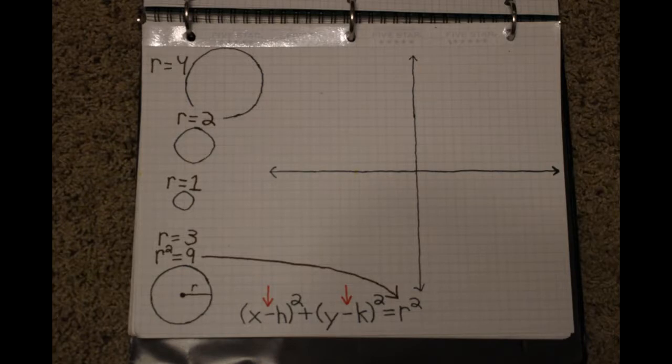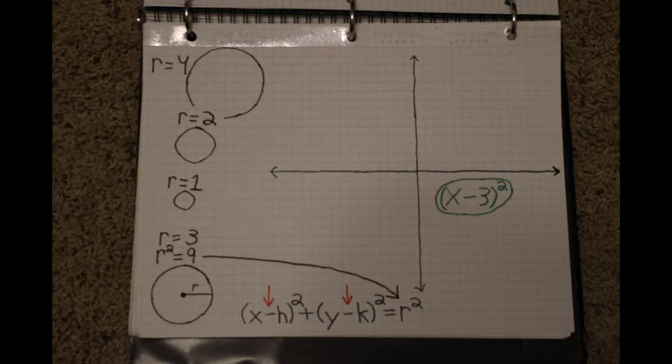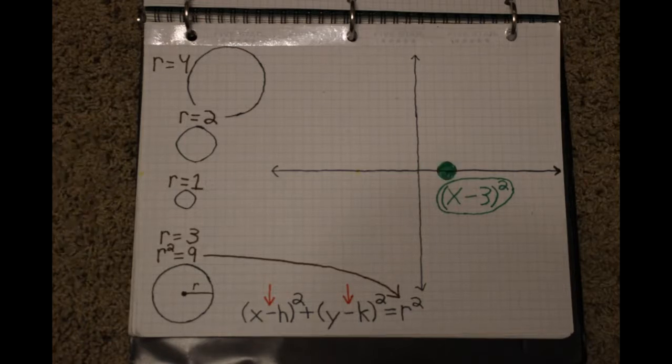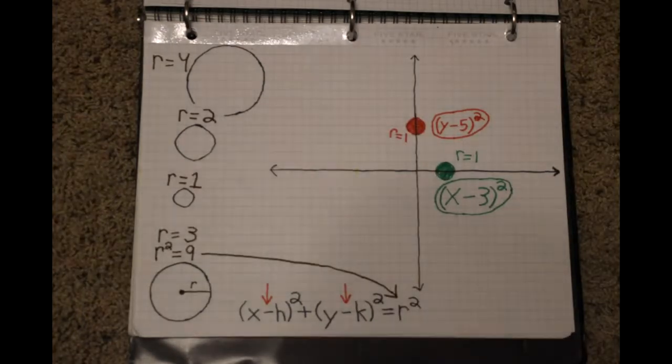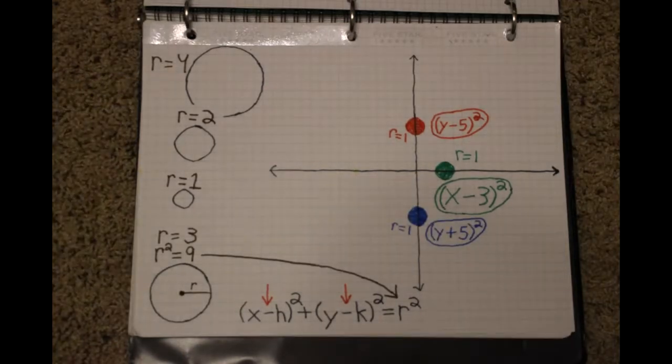So, in order to graph a circle here, what you've got to do is do the opposite of what the equation tells you to do. If it's x minus 3, let's say, then make that x-coordinate plus 3. And if it's y minus 5, that's a plus 5. Y plus 5 is minus 5.